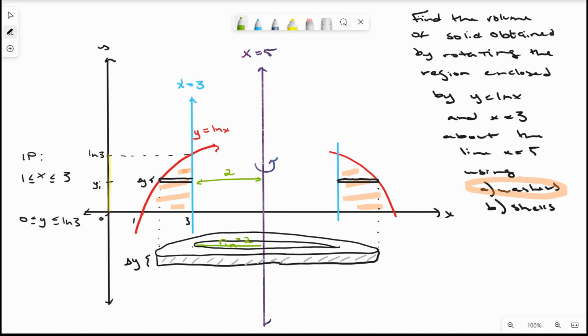Right? The thickness of our rectangle and then our washer also indicates that we need to have all of our dimensions in terms of y, right? Because delta y becomes dy when we go to integrate, and that is the variable that we integrate with respect to.